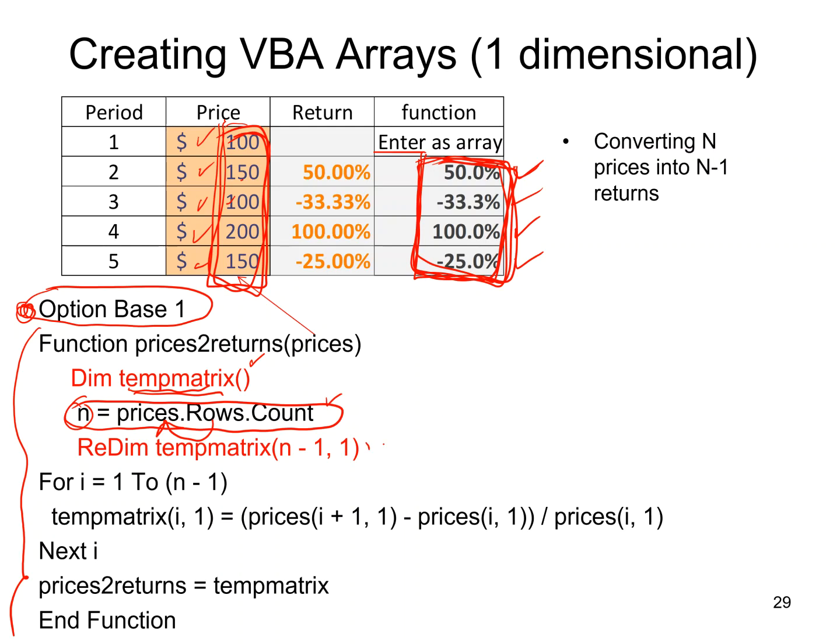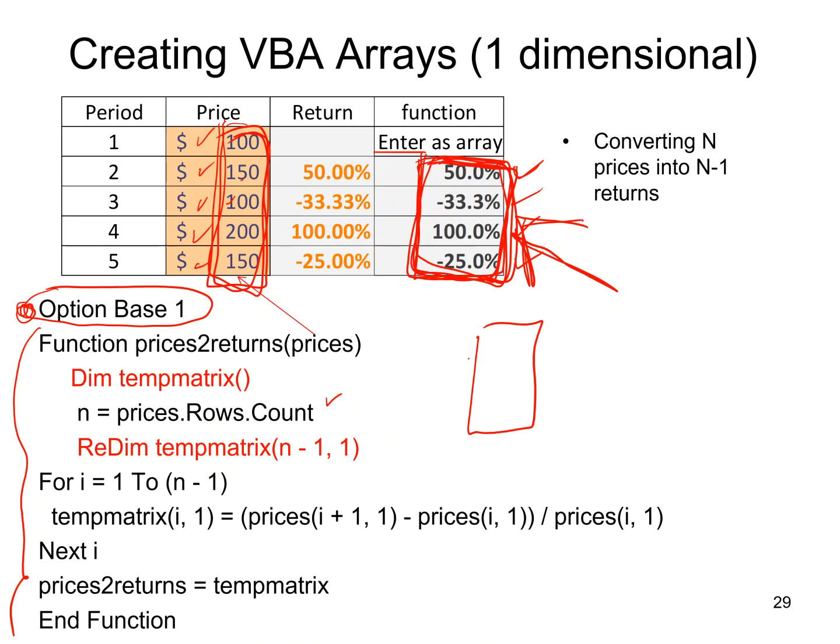I'm then going to redim my temp matrix. Again, this is going to be temp matrix right here. I'm going to redim temp matrix as a 4 by 1 by taking n-1 and 1. So I'm going to specify that this temp matrix is going to be a 4 by 1 because prices were entered in a 5 by 1. Okay, all that work was to simply create this blank workspace called temp matrix.